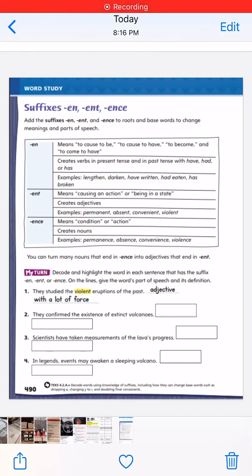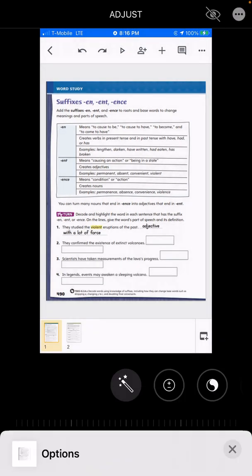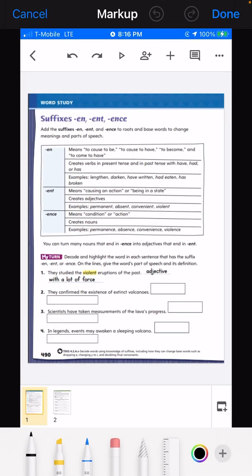Guys, we are looking at the suffixes en, ent, ence this week. So what I'm going to do is show you guys on my phone what we're doing. So the en suffix, which would be, all suffixes are joined at the end of the word.